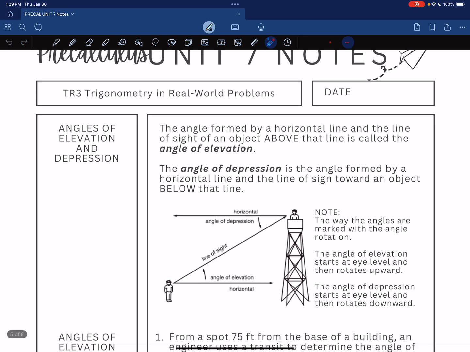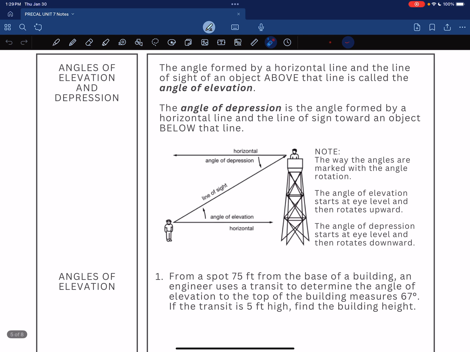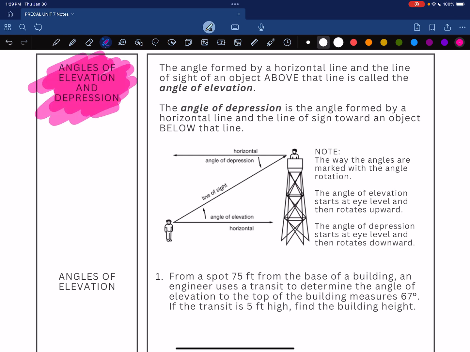So let's get started here with defining a couple key terms: angles of elevation and depression. Just what exactly are these? They're the angle that's formed by a horizontal line, which, if you'll please highlight this with me so that we get this straight. The angle formed by a horizontal line, if we're working right here, look at the guy at the top of that tower.